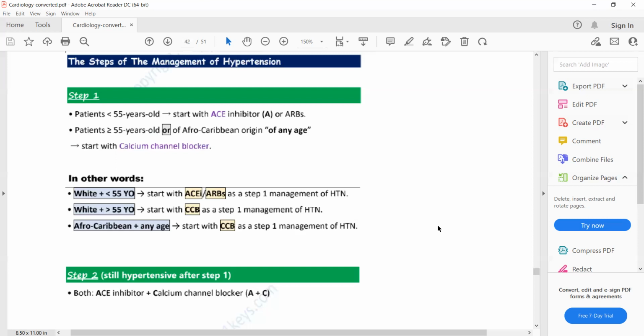Now, remember that when an Afro-Caribbean of any age presents to you, you will not start them on ACE inhibitors or ARBs, because Afro-Caribbeans metabolize ACE inhibitors or ARBs very rapidly, so their effect is decreased. That's why the first line drug for the management of hypertension in Afro-Caribbeans of any age will be calcium channel blockers.